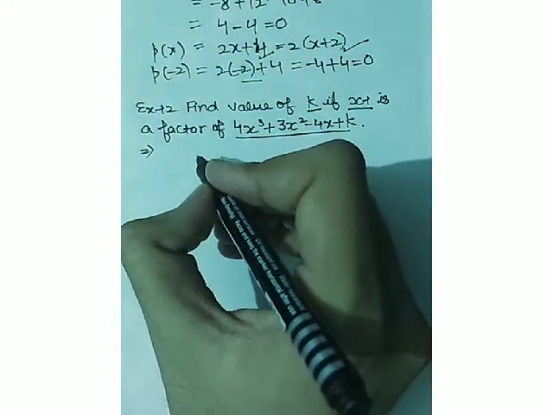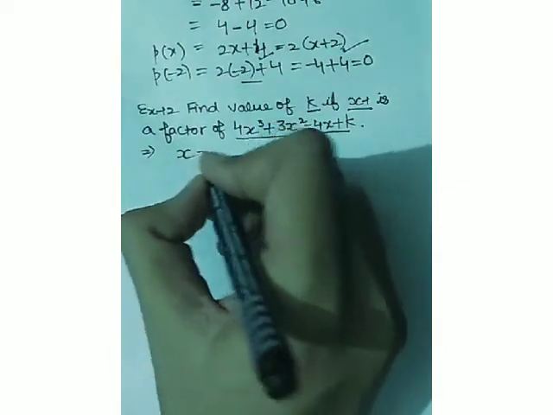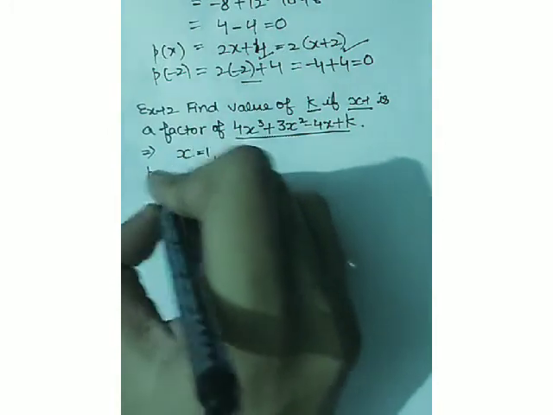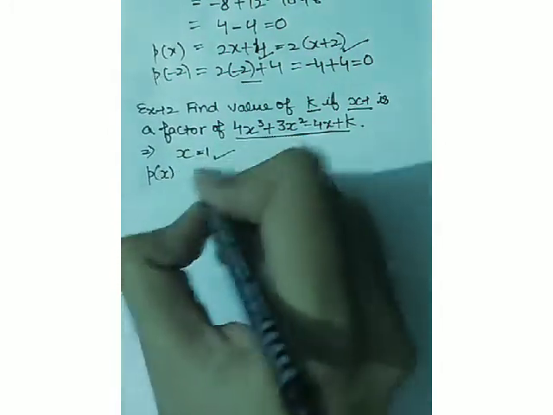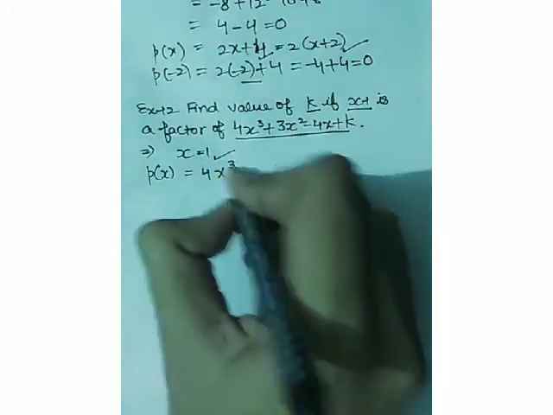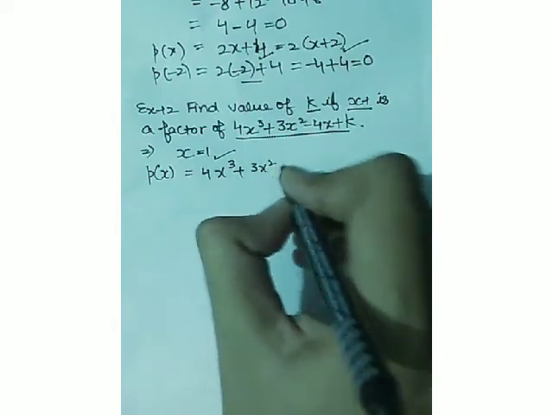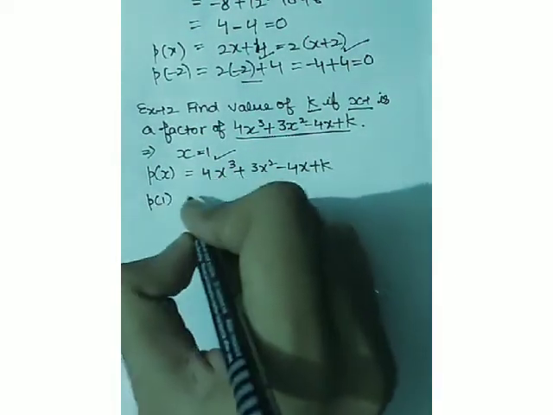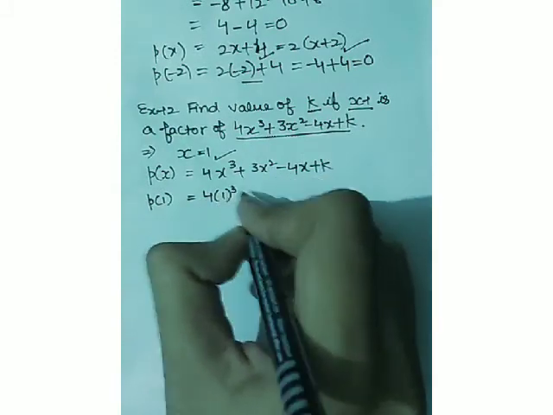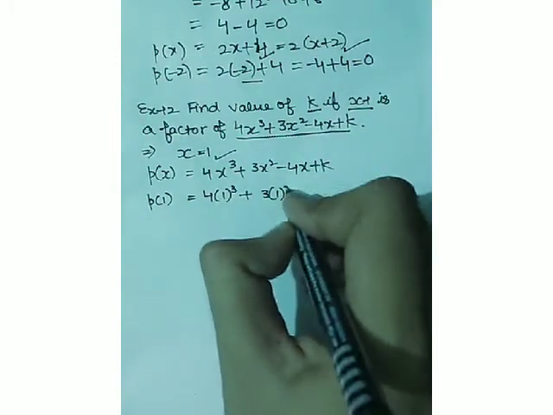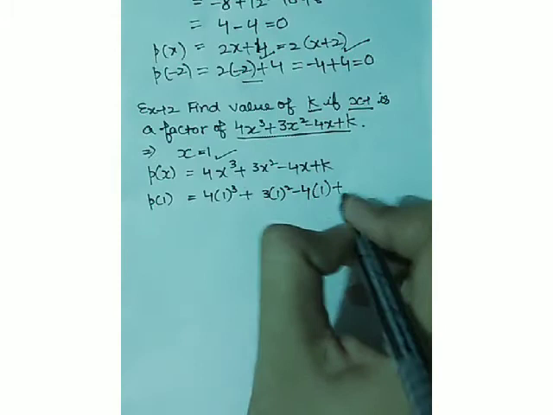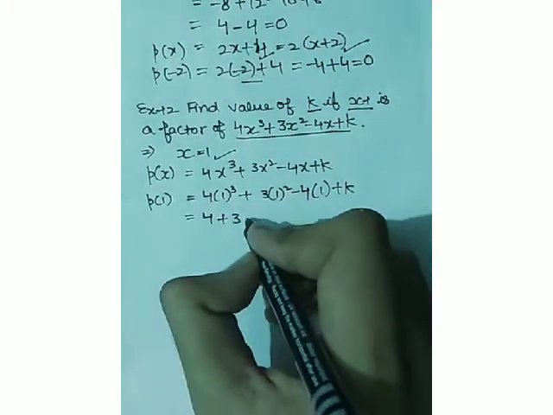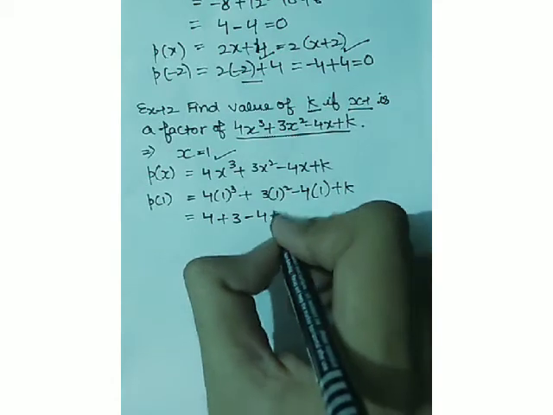Now if x minus 1 is a factor, it means x equals 1 satisfies the given polynomial. So now p of x is equal to 4x cube plus 3x square minus 4x plus k, and p of 1 will be equal to 4 into 1 cube plus 3 into 1 square minus 4 into 1 plus k. It will be 4 plus 3 minus 4 plus k.